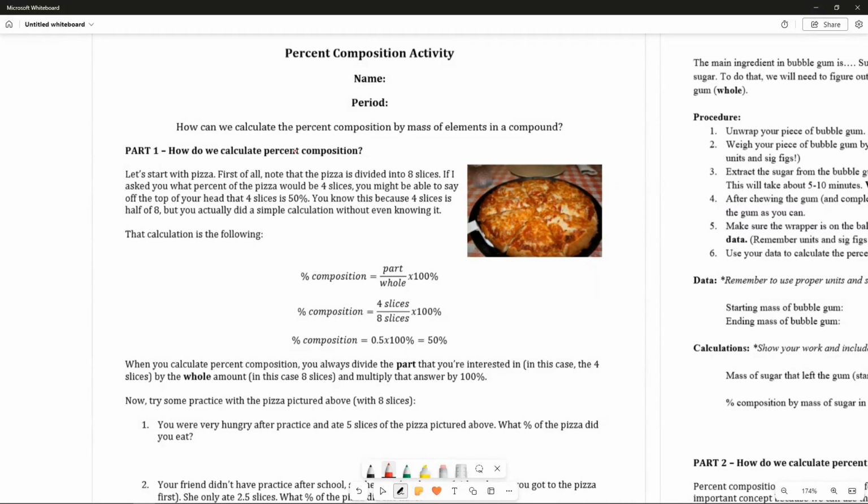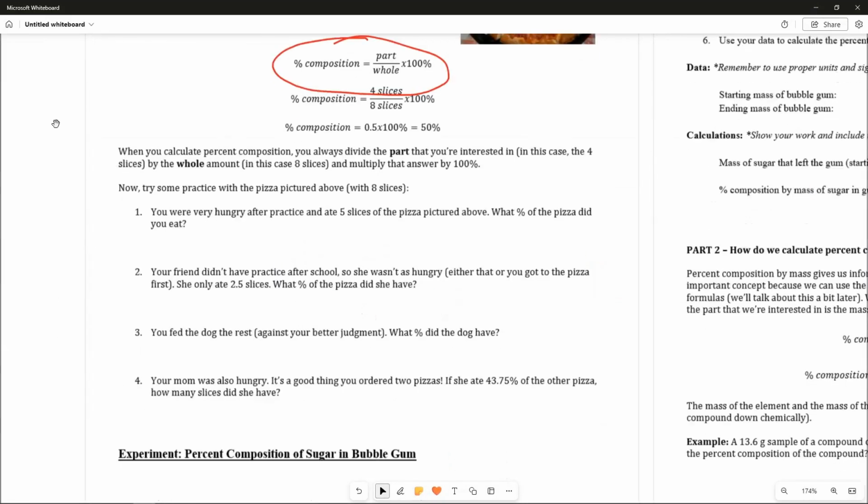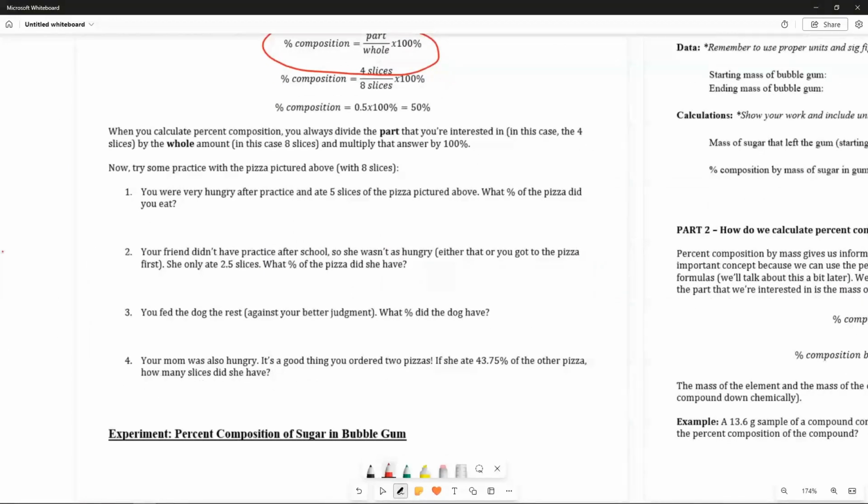If we think about it, all we did was 4 slices that you ate divided by the 8 total slices times 100. So, we can take that method of calculation and calculate percent composition as well, where we take the part value divided by the whole times 100. Let's try some examples and apply this to some chemistry practice problems.